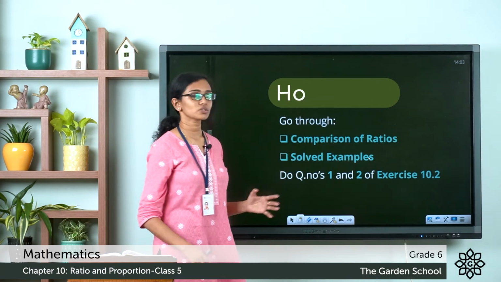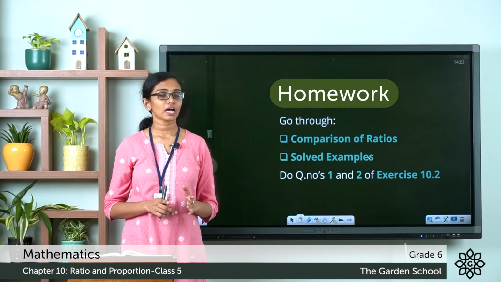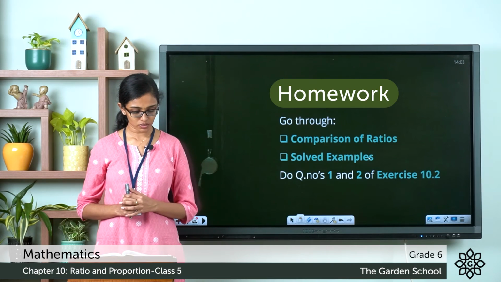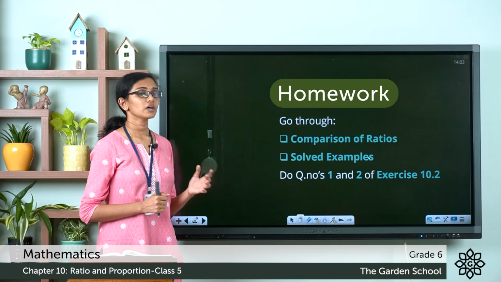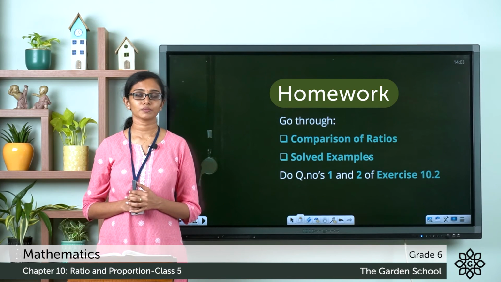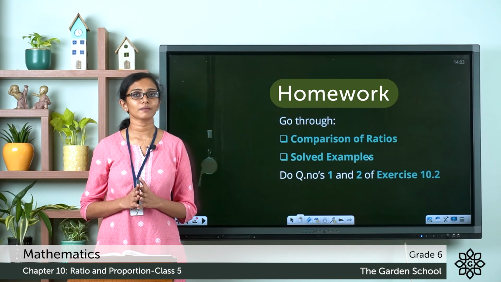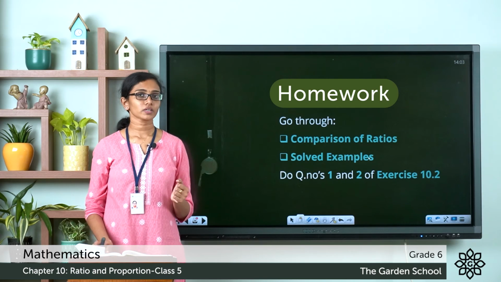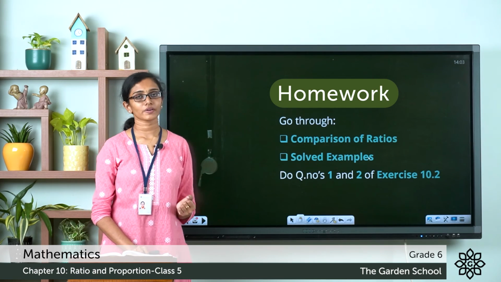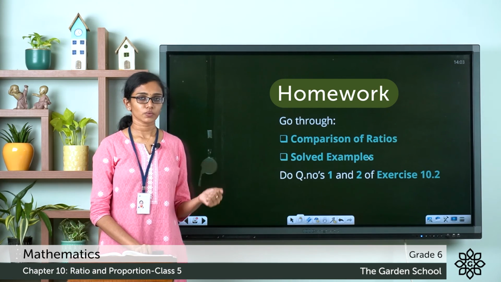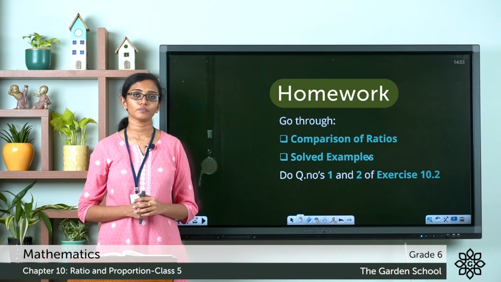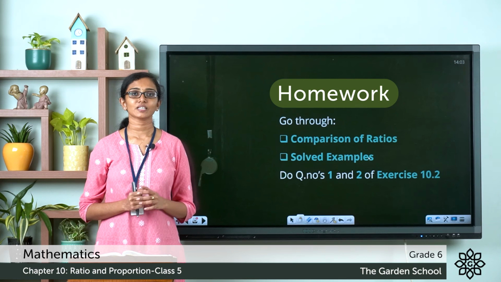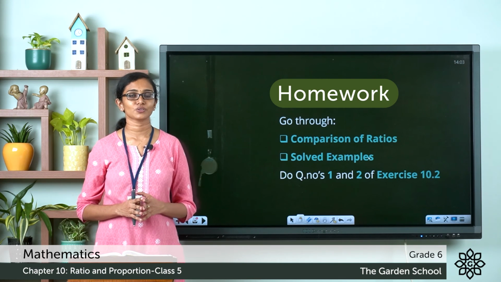We have to go through this topic once again. This is given under the heading Comparison of Ratios from page number 146 in your textbook. There are a few solved examples also given in the textbook. Make sure you go through them as well. You can also complete the first 2 questions of exercise 10.2, that is question number 1 and question number 2 of exercise 10.2. Once you are done with the answers, please do take a picture and send this through Teams.